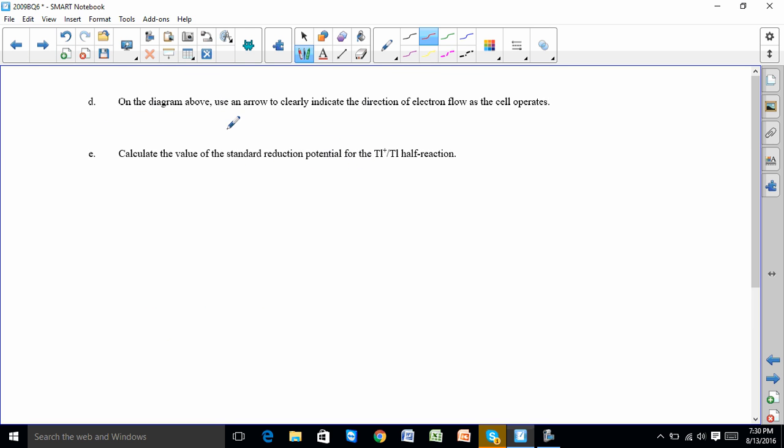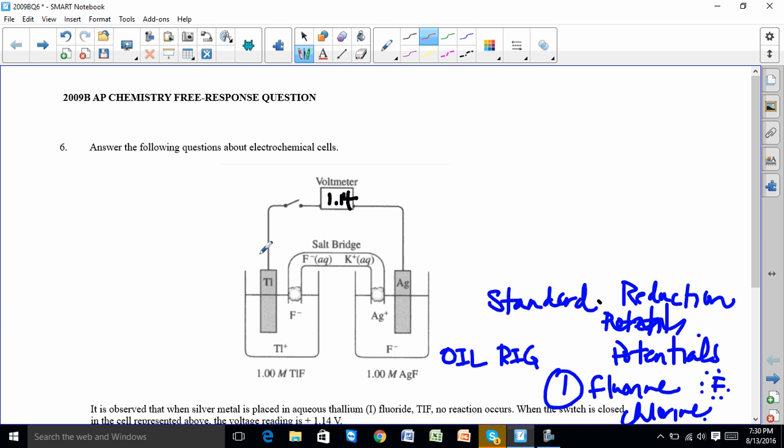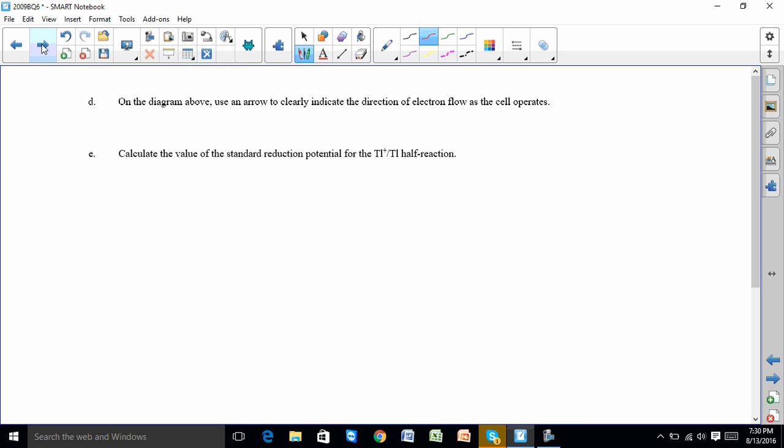Next question. On the diagram, use the arrow to clearly indicate the flow of electrons. So let's go back to the diagram. This is the way they flow. They flow this way because the electrons leave the thallium, come down, and run on the surface of the metal. On this interface where the silver metal hits the silver in solution, the electron combines with the silver ion in solution and makes silver metal. So that's the flow of the electrons. I went a little crazy, drew a lot of arrows.